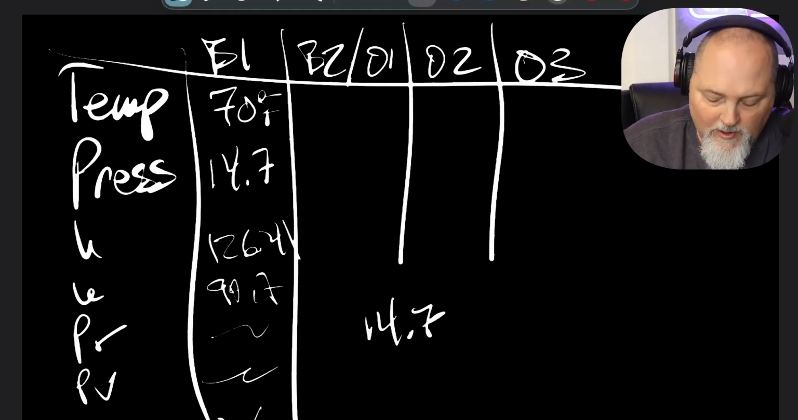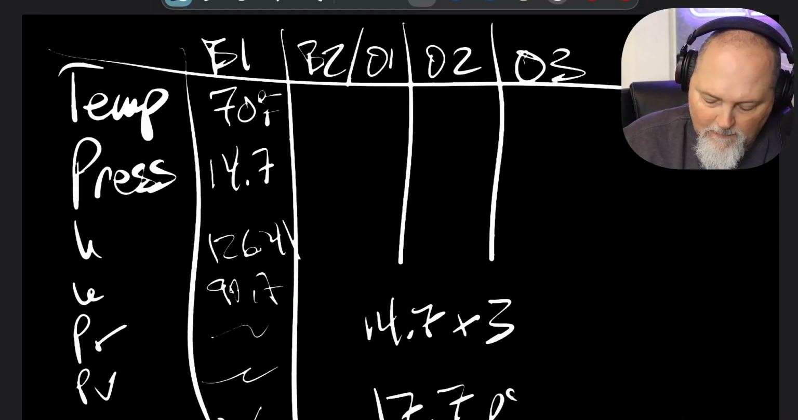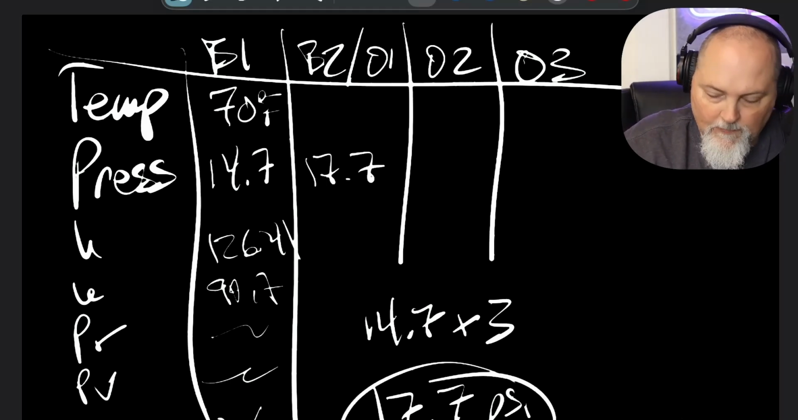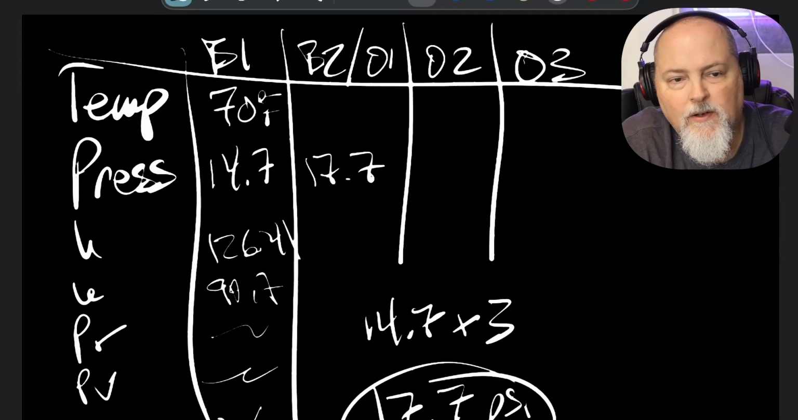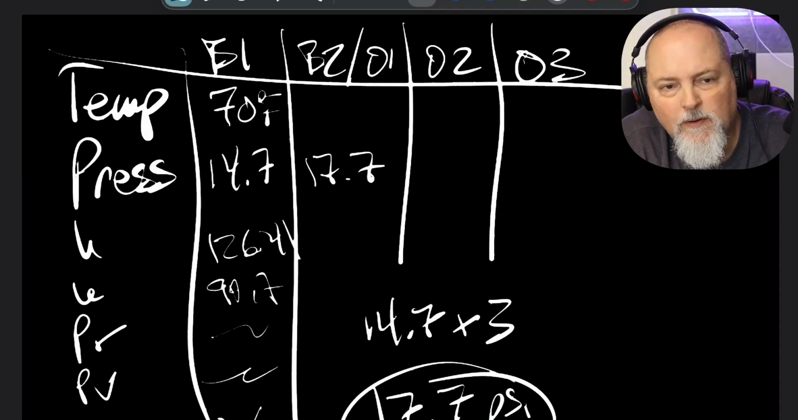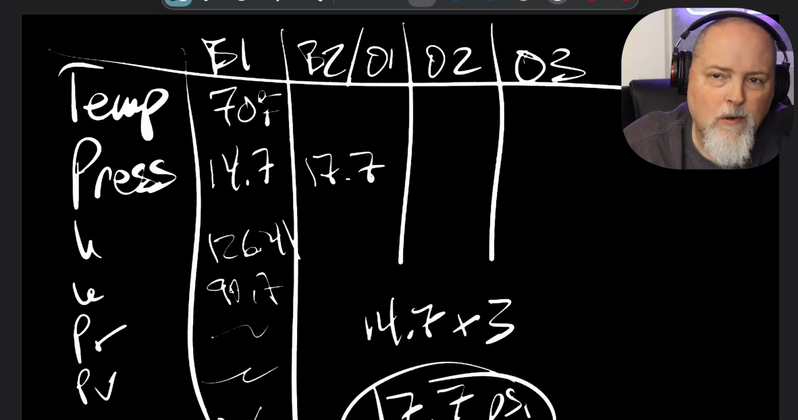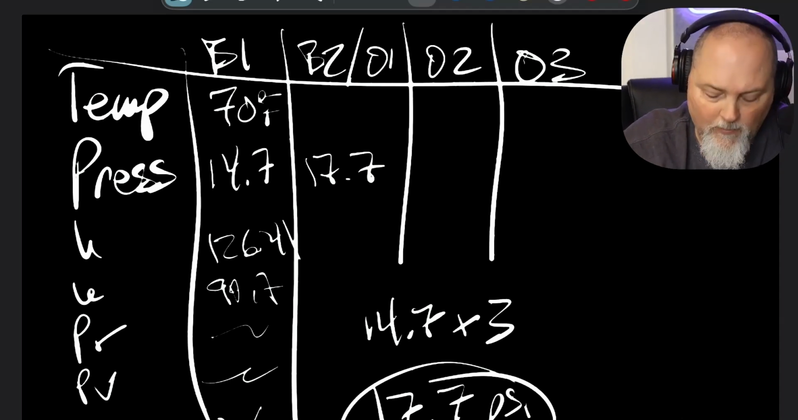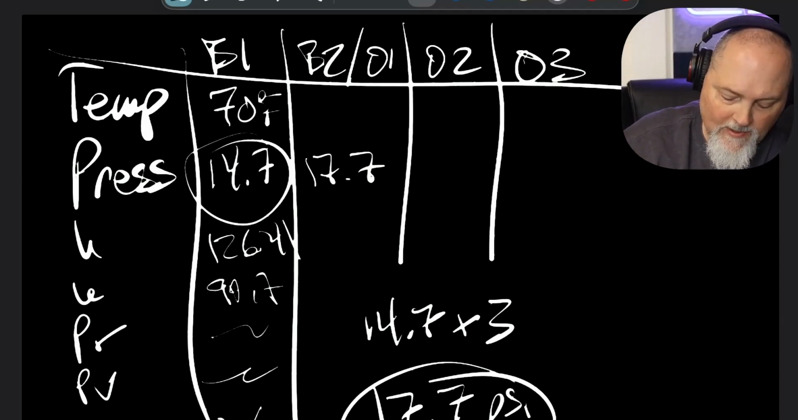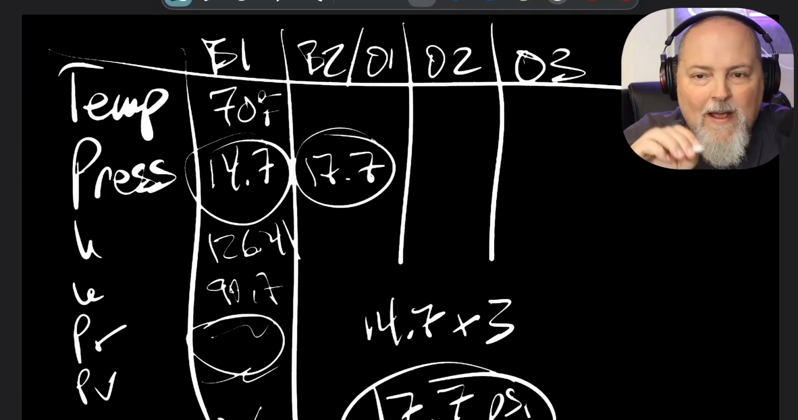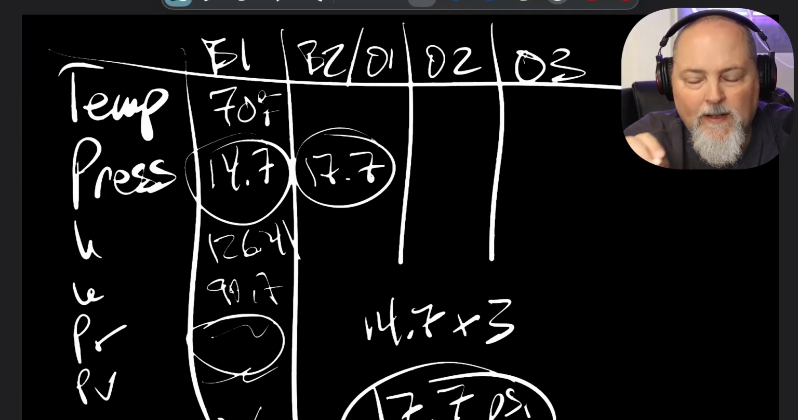14.7 is where we're starting, plus 3 psi of boost gives me 17.7 psi. And so this becomes my pressure for starting point 2. Now I can calculate the pressure ratio, right? Now I have a pressure for B1, and I have a pressure for B2. I have an initial pressure ratio. Now I can calculate the second pressure ratio.